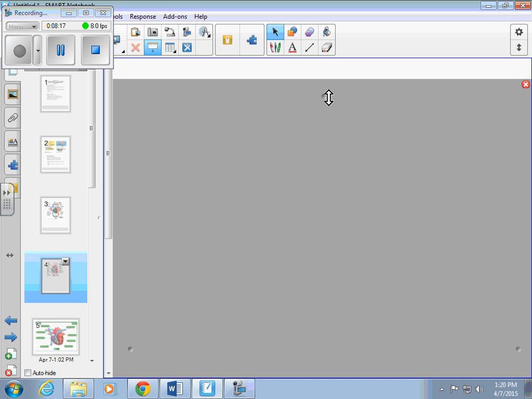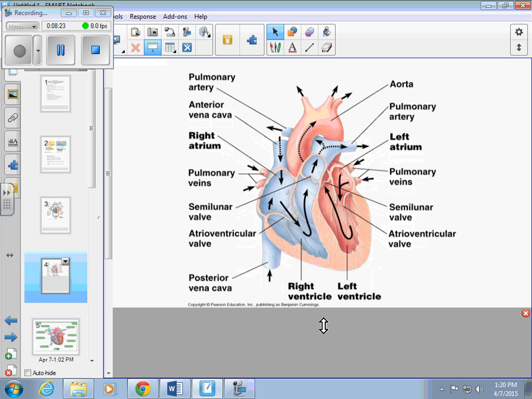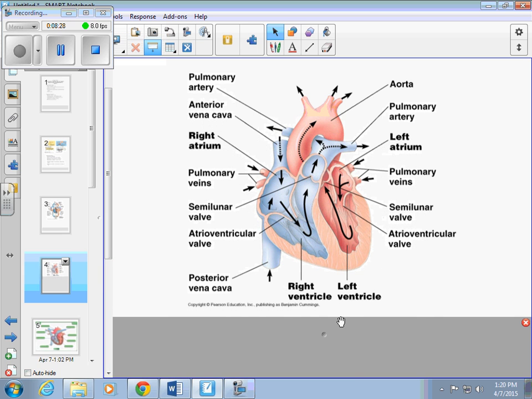And the next diagram that you have in your packet is the diagram of the heart. You may want to pause it so that you can get everything labeled on here. Some of the structures are the same as what you saw in the last diagram, but the addition is now I'm showing you all of the valves. So there's a valve in between the atrium and the right ventricle.